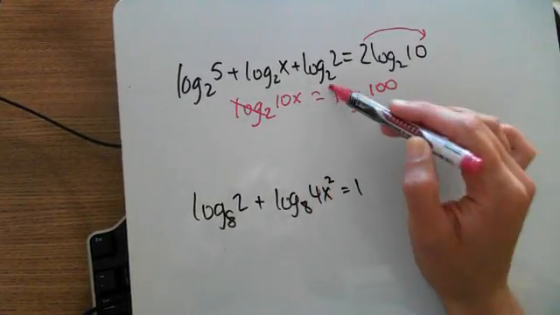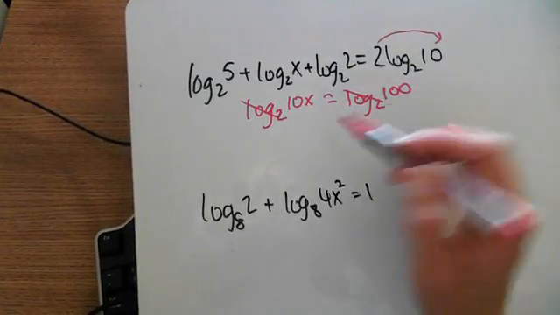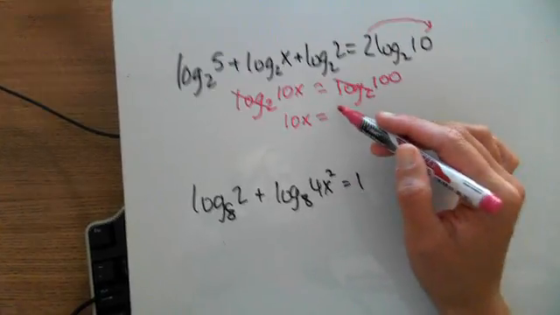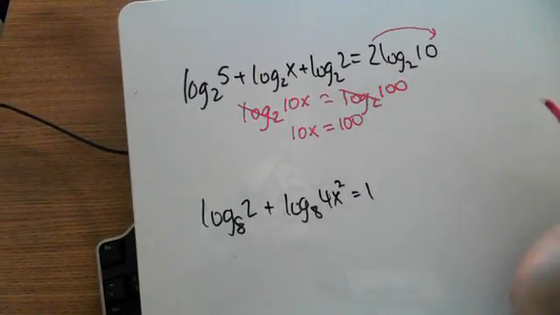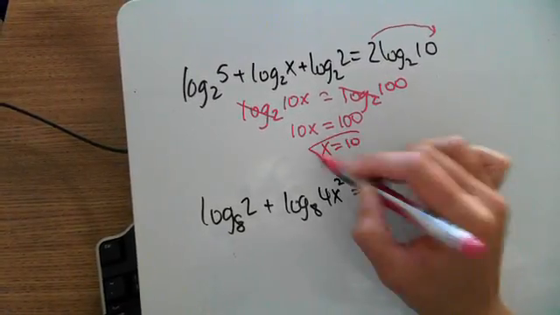So those can divide out. You can think of it that way. They don't really divide out, but they do get rid of each other. And on the left side we have 10x equal to 100. Now we've got a simple linear divide by 10. X is equal to 10.